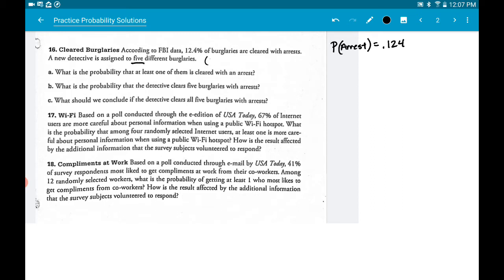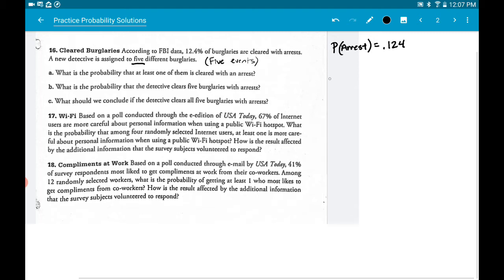So that's a hint there that there's going to be 5 events. And they are independent of each other. Or I guess we can assume that they're independent, meaning it's 5 different cases. All right, letter A. What is the probability that at least one of them is cleared with an arrest?